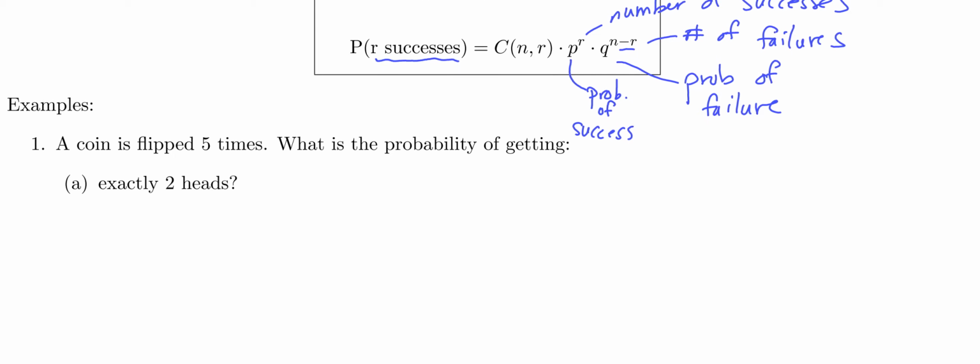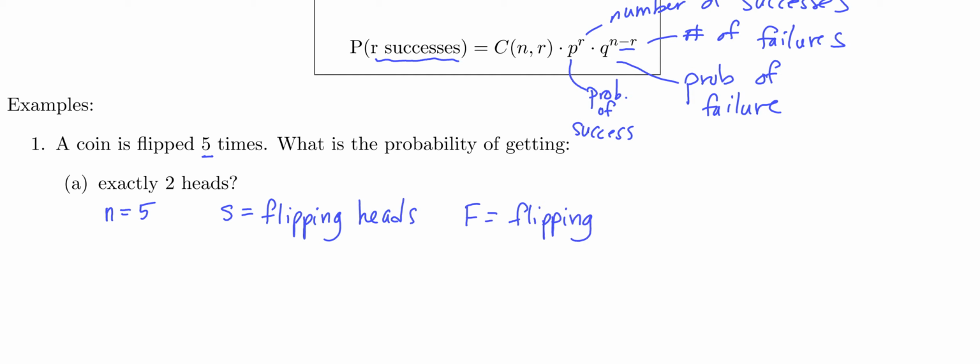For example, a coin is flipped 5 times. What is the probability of getting exactly 2 heads? In this case, n is 5. Success is flipping heads. Failure is flipping tails. Probability of success is 0.5. Probability of failure is also 0.5.